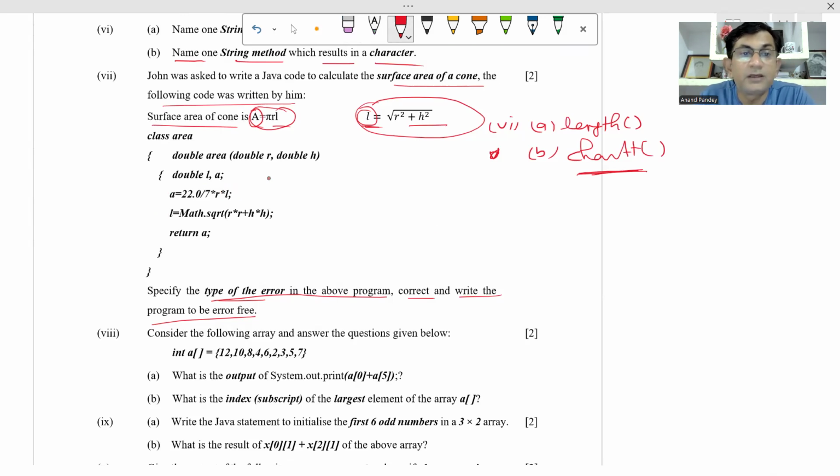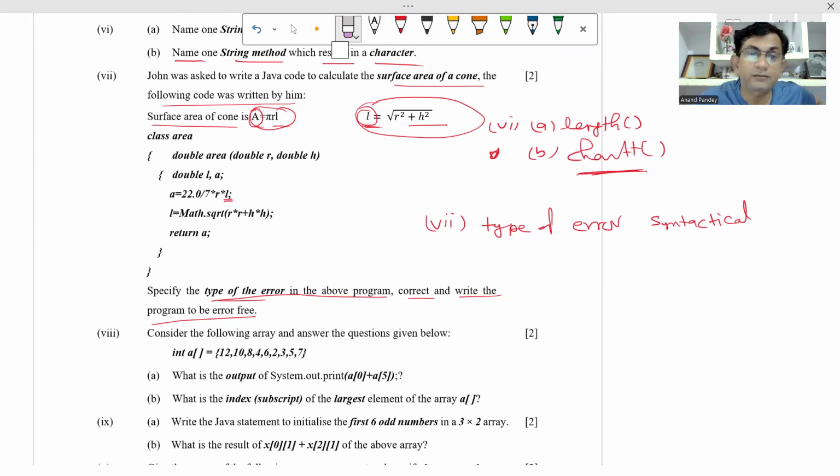Answer will be 7th. I'm writing: type of error is what? Syntactical. You can also say syntax error. Okay, before calculating the value of L here, we are using it here, so what will be the value of L? So an error comes, a compile time error, it is a syntactical error, that is called the variable might not have been initialized.